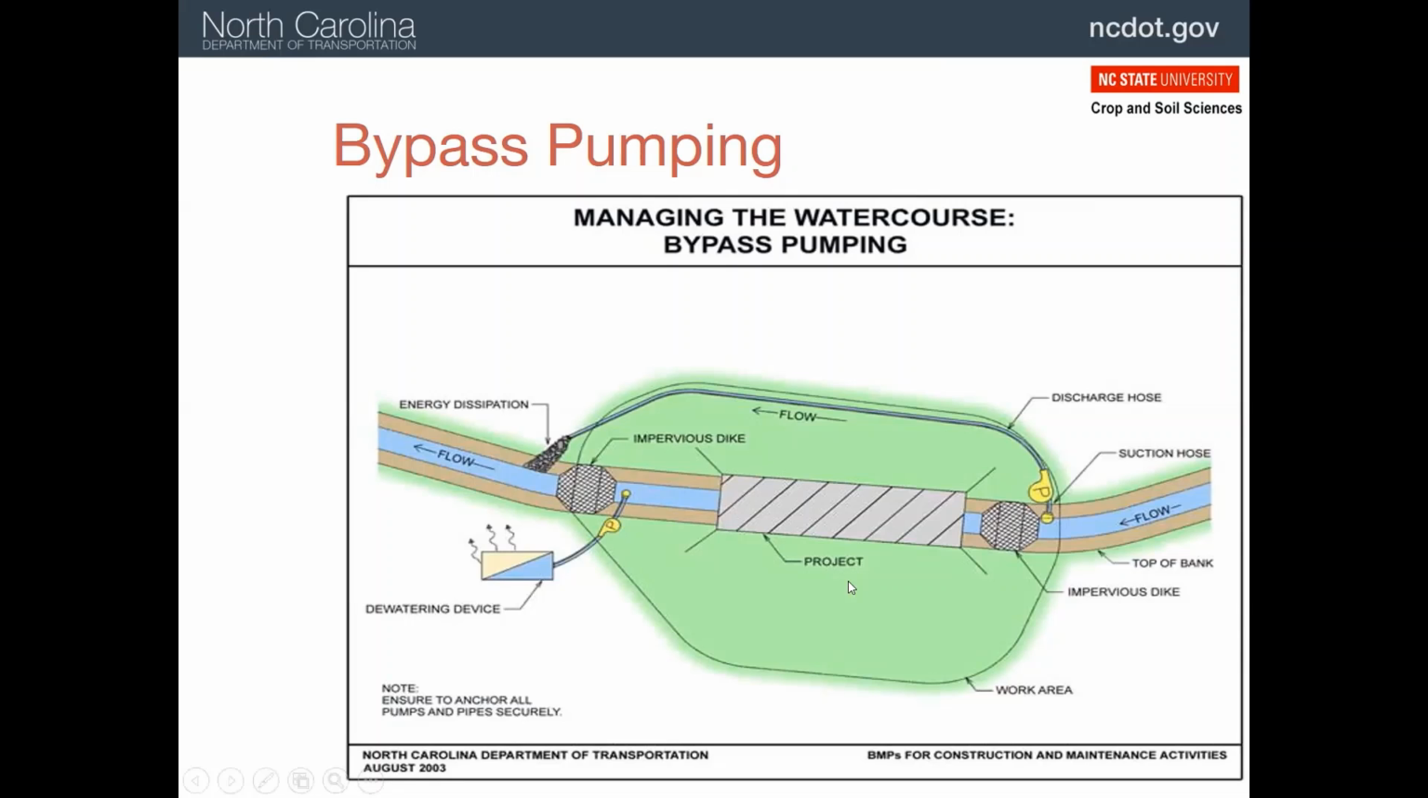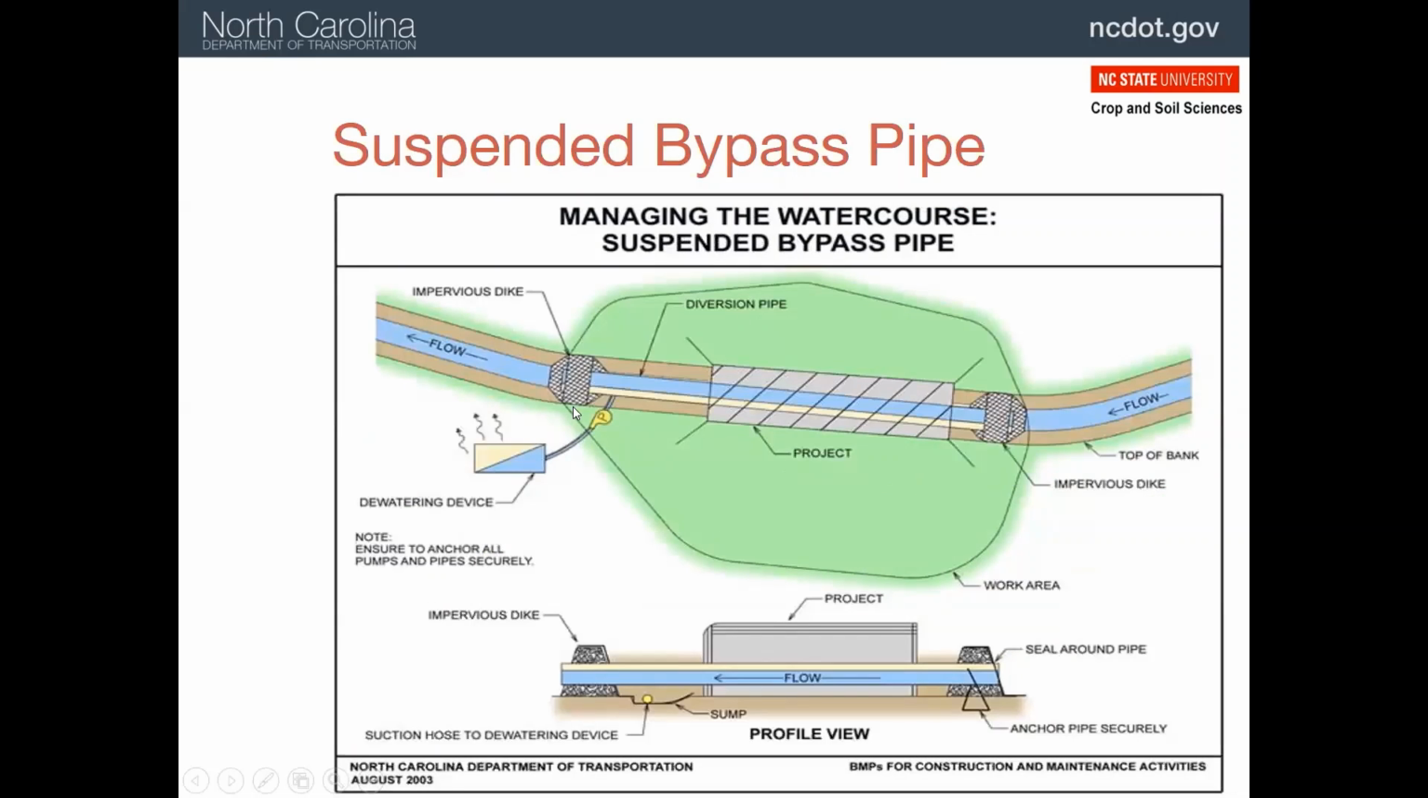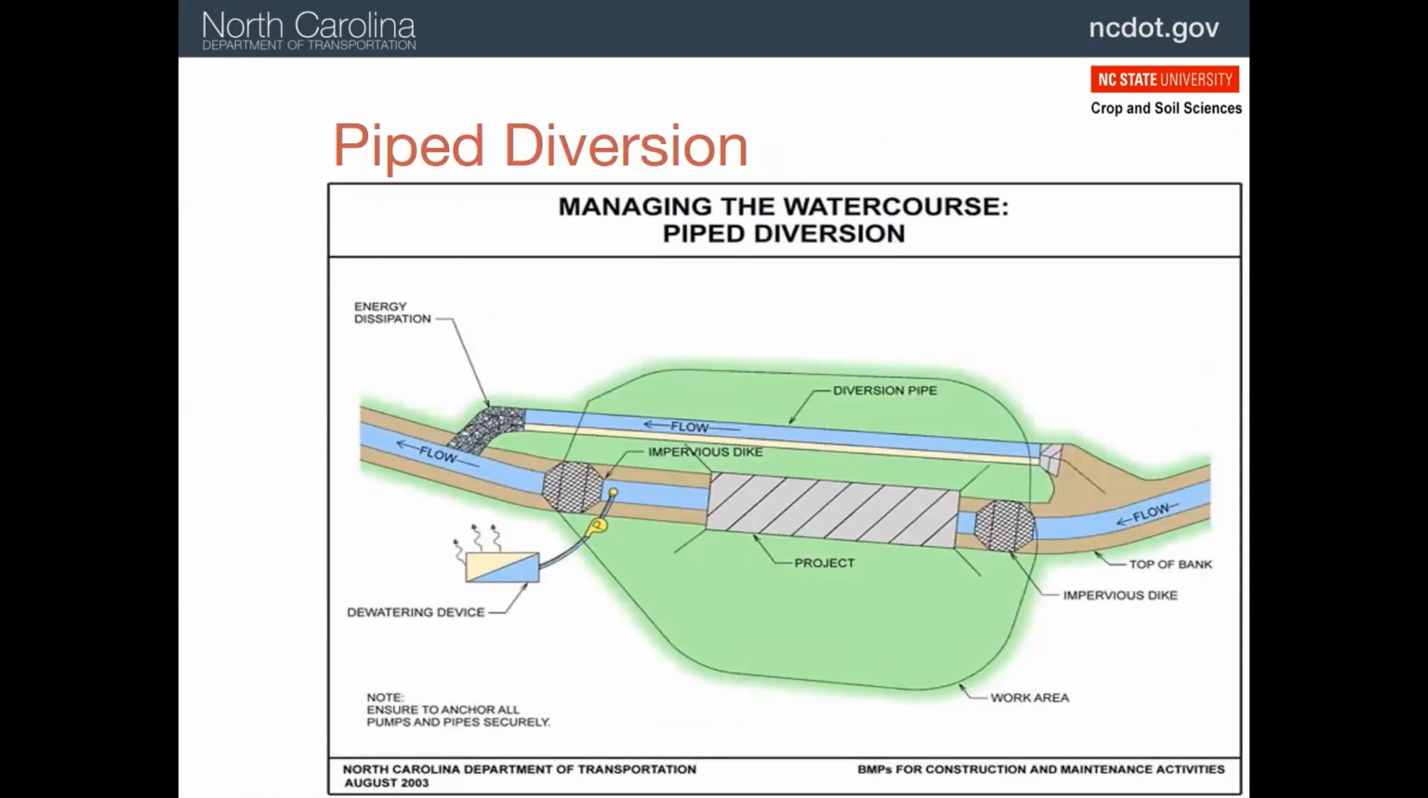So here's a case where the project is underway. We're going to pump water around. Okay, another option would be instead to install a pipe in the dam and actually run the flow of the stream through the work area and just work around that pipe. A third option would be to take that pipe and move it to the side and put the flow into the pipe.